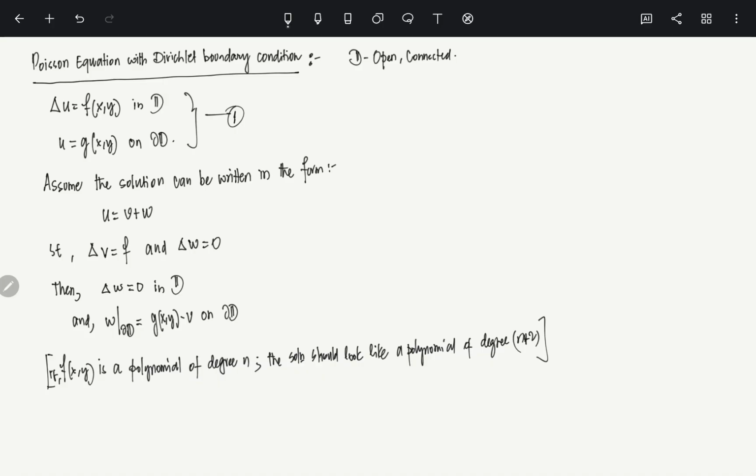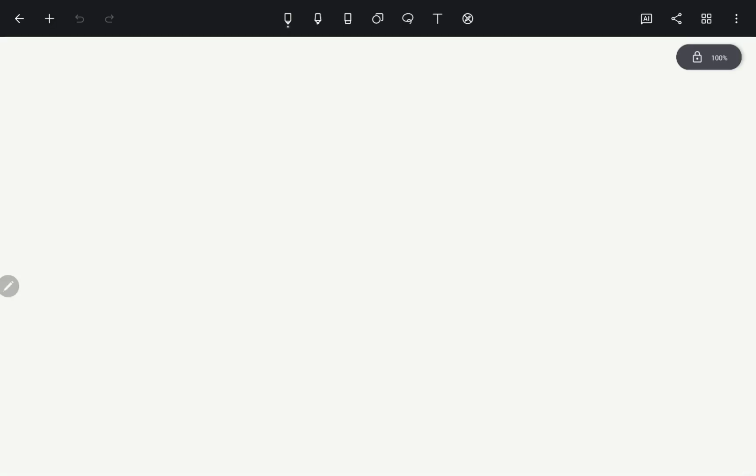Okay. Now all of this is fine. So this is just the theory part. Let me just explain to you how to work out a problem like this. So let's say that we look at this sort of problem: the Laplacian of u equals minus 2.